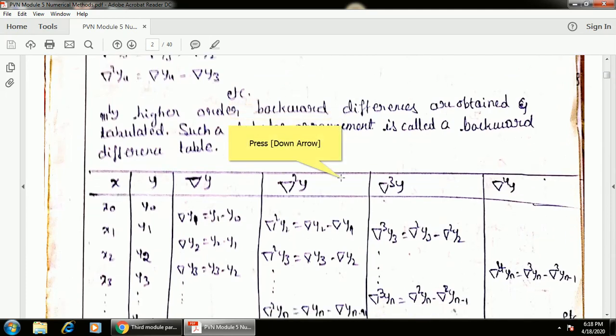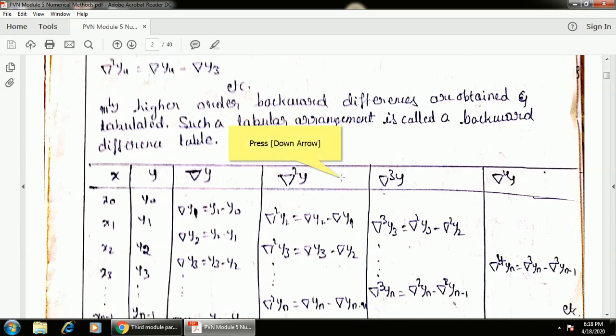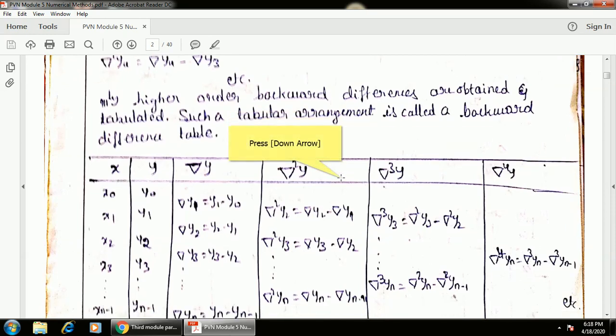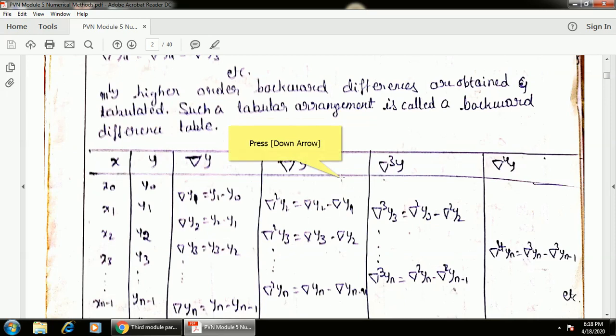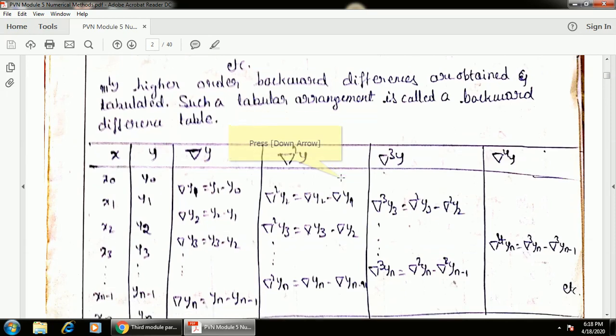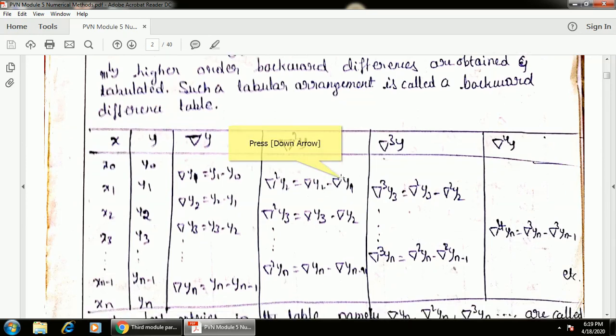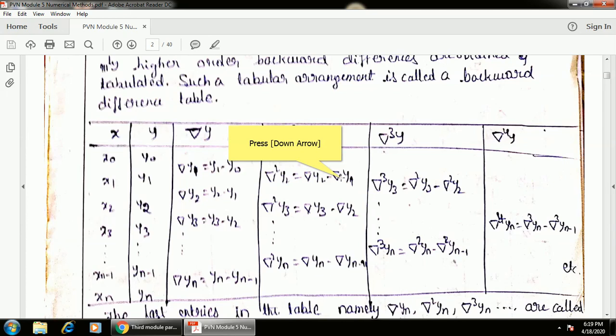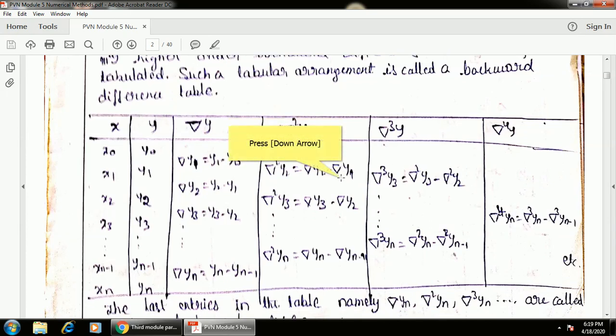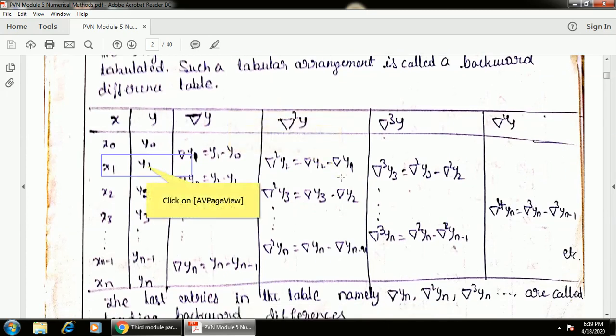Okay, that table is like this. The values of x are x0, x1, x2 up to xn. The corresponding values of the function are y0, y1, y2 up to yn.